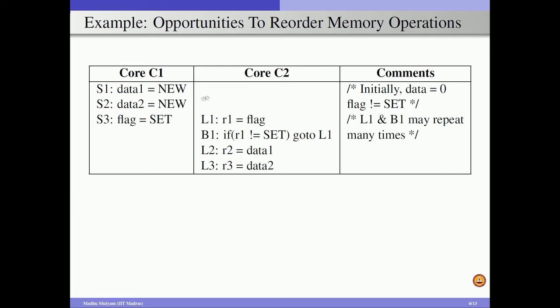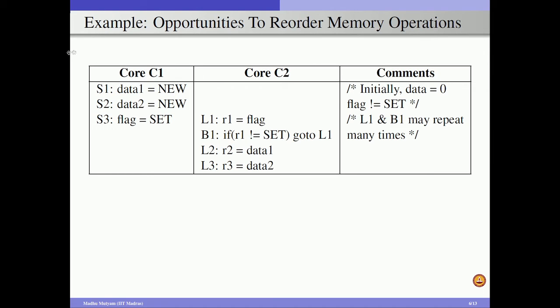Similarly, core 2 is executing 3 load instructions, but it also executes a branch instruction that checks whether R1 is equal to set or not. If it is not equal to set, it goes back to the first load instruction and stays in an infinite loop. When R1 is equal to set, it executes L2 and L3. Here data 1 and data 2 are initially 0 and flag is not equal to set, and now we will see in what way we can execute these instructions in our program.